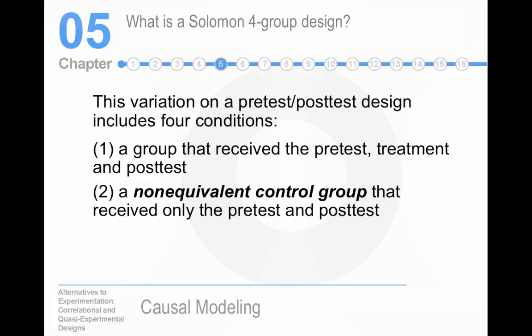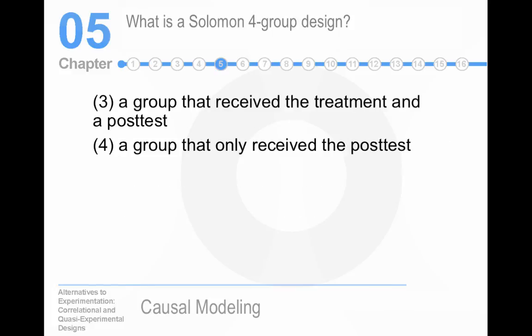A way around this is what's called a Solomon four-group design. Now this gets complicated, but it's the last thing we're going to talk about. So one group gets everything, the pretest, the treatment, and the post-test. Another group gets only the pretest and post-test. And then a third group gets the treatment and the post-test, and a fourth group only gets the post-test. Here's the thing. If you're going to go through all that work, just do an experiment. So the Solomon four-group design is really overcomplicated, I guess is what I would say.